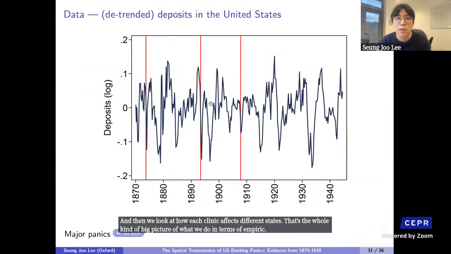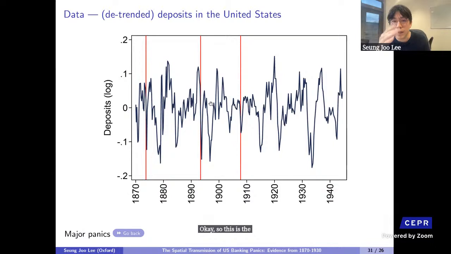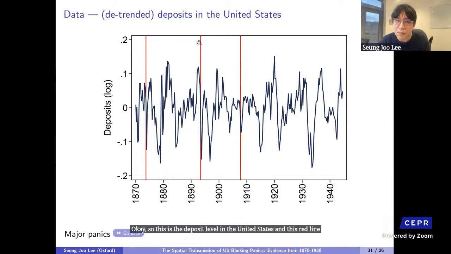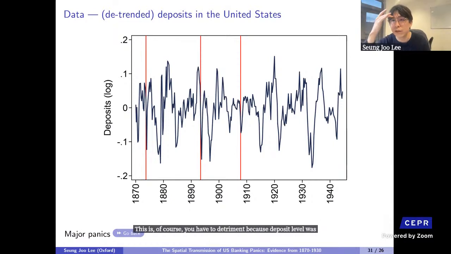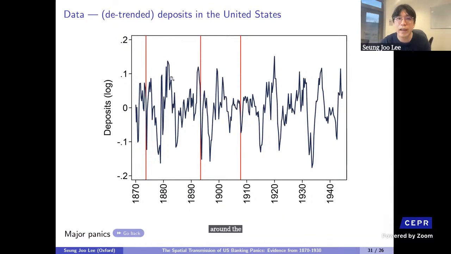So this is the deposit level in the United States, and this red line is, of course, the trend, because the deposit level was growing at around a unit root rate. So this is the trend in deposits. You can see these 3 red lines depict the major panics which I just explained. You can see this is quite pro-cyclical, right? There was a huge drop in major panics.